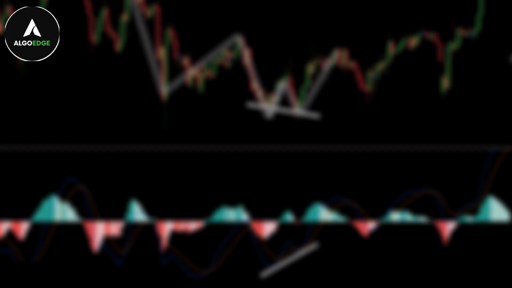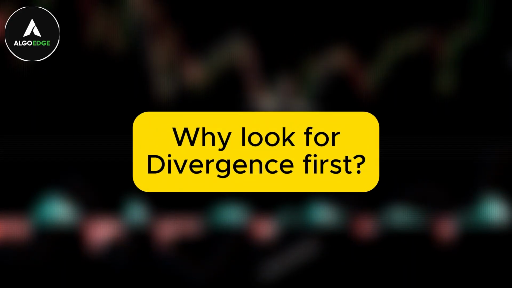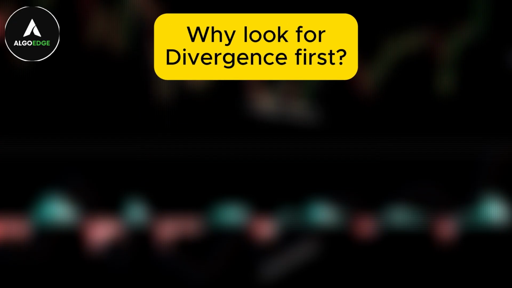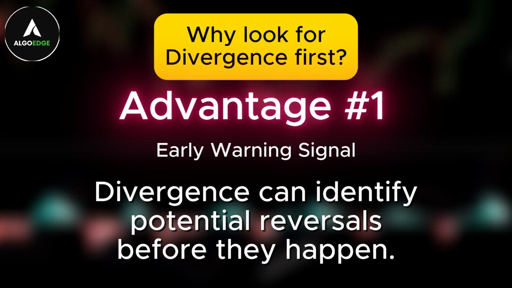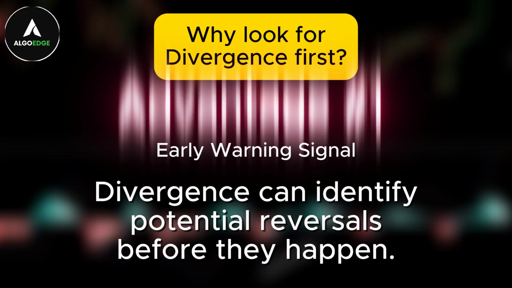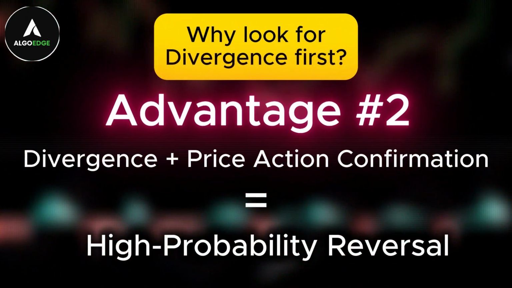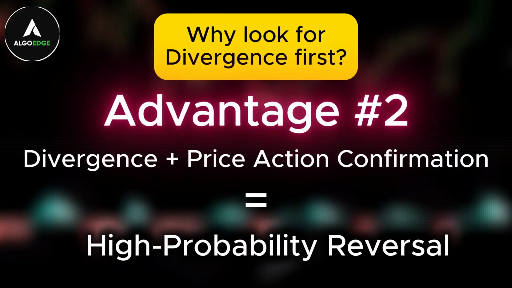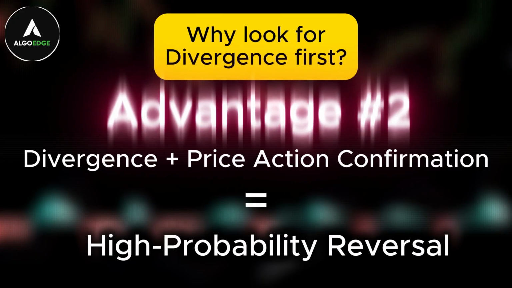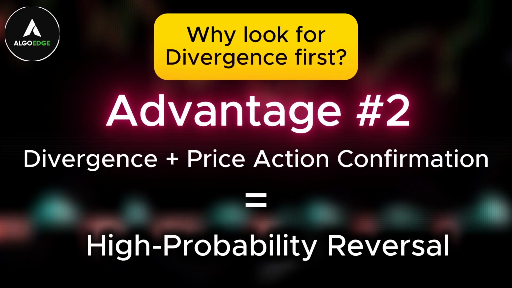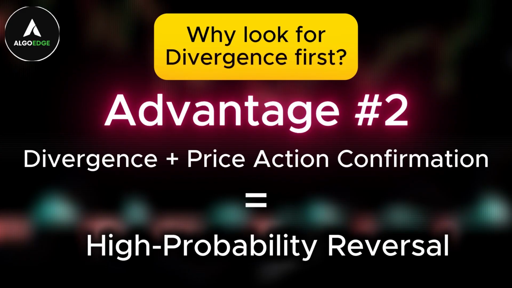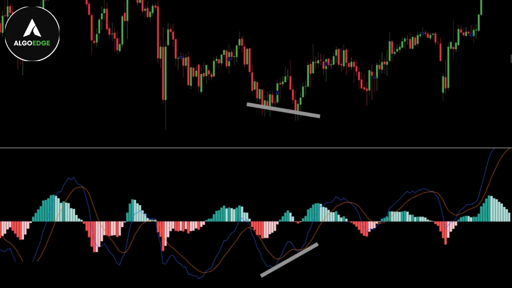Now, you might be wondering, why look for divergence first instead of simply waiting for the trend reversal itself? This is where divergence becomes especially powerful. First, divergence gives you an early warning that a potential trend reversal may be developing before the actual reversal takes place. Second, when divergence is combined with price action that confirms a trend reversal, it often leads to a very high-quality reversal setup. In other words, there's a much greater probability that the market will not only produce a small pullback, but will actually reverse and move with strong momentum. And of course, the further the market moves in your favor, the greater the potential profit from the trade.